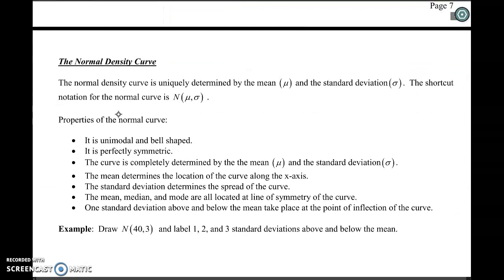A density curve is uniquely determined by the mean and standard deviation. A shortcut notation for the normal curve is normally distributed with a mean of mu and a standard deviation of sigma. So you just put those values in there.